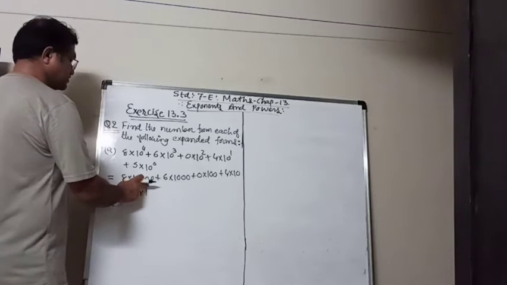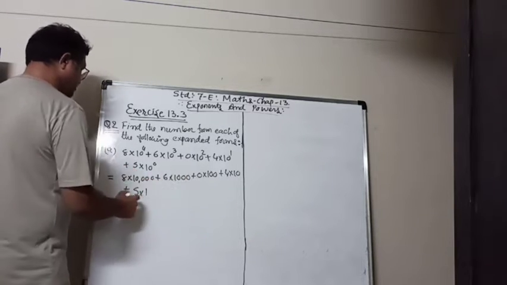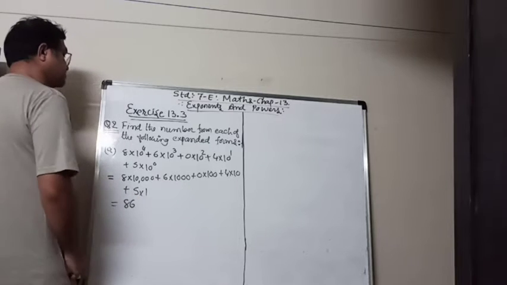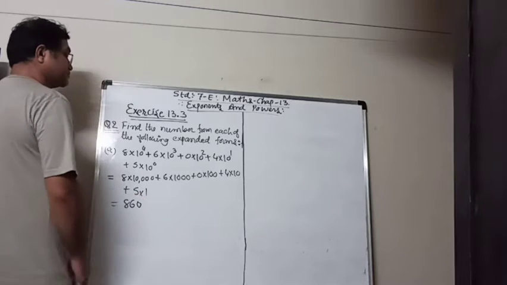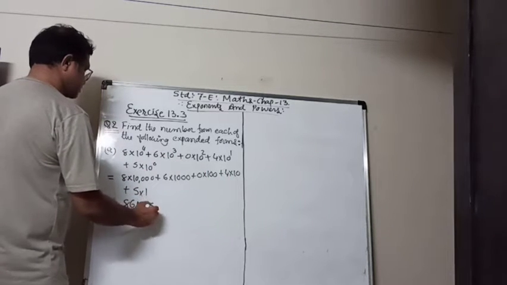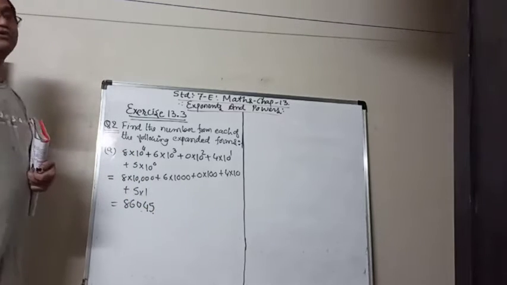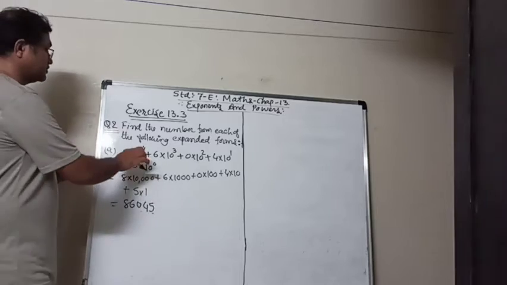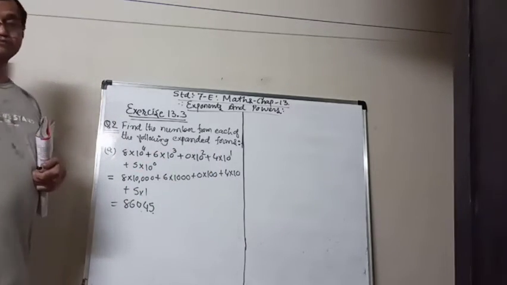Because it is 80,000, then another 6,000 means 86,000, then 0 hundreds, 40 plus 5 means 45. So from that you can also write down the answer directly when the powers are not missing.